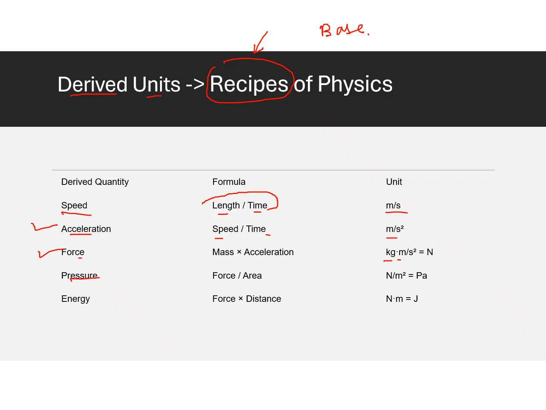Pressure is also derived because it is made from force and area. And similarly, energy is force times distance. As work is equal to force times distance, work is a form of energy. So you can say that this is also a derived quantity.